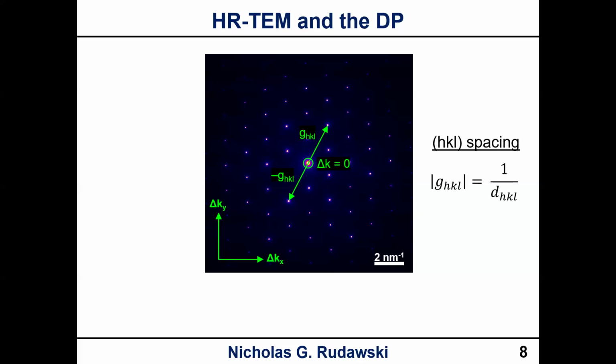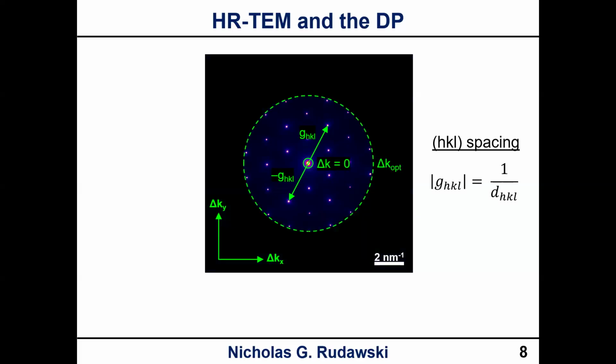And so each of these spots in the diffraction pattern is associated with a D spacing, right? Because you see HKL, which you think D spacing, and that's exactly the case. So the magnitude of G is equal to 1 over the D spacing, okay? So as G gets bigger, the D spacing gets smaller, and that corresponds to smaller features, as we're going to see in the actual image, okay?